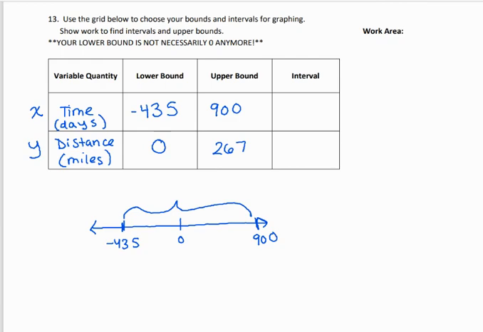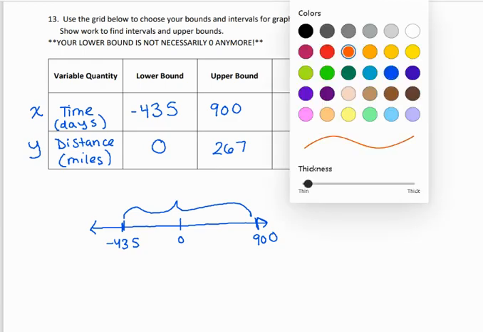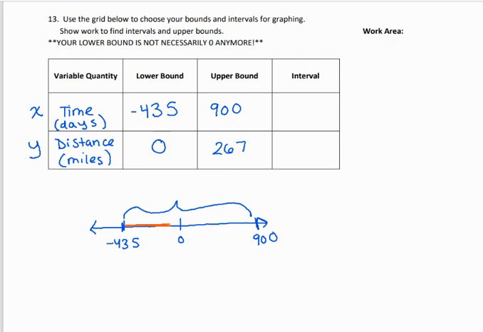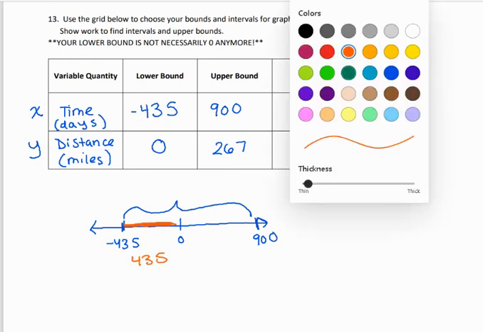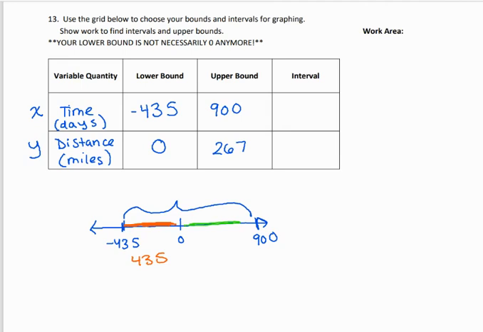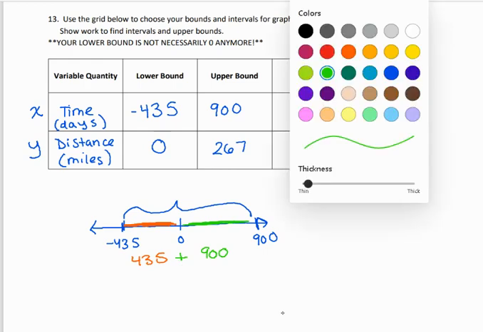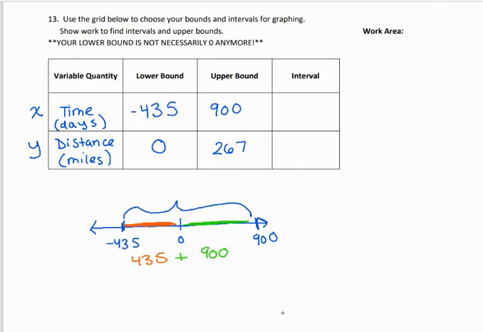I'm going to use a color. So look at the screen right now. How many total units is in between negative 435 and 0? 435, exactly. And how many units are in between 0 and 900? 900. So how many total units is that altogether? We would add those together. And so what is 435 plus 900? 1,335, exactly. So we have a total of 1,335.